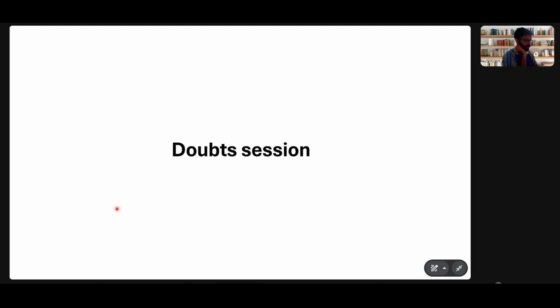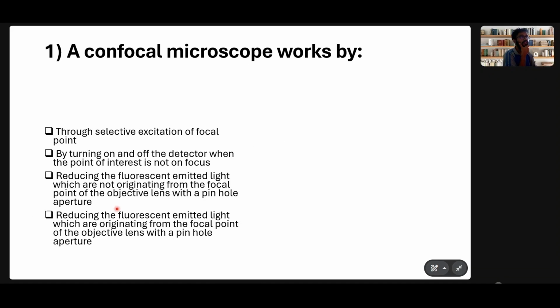Okay, then we can start with the sample problem discussion. So, confocal microscope works by what? We have four options for that. Confocal microscope basically works through either selective excitation of focal point or turning on and off the detector when the point of interest is not in focus, reducing the fluorescent emitted light which is not originating from the focal point with the pinhole aperture.